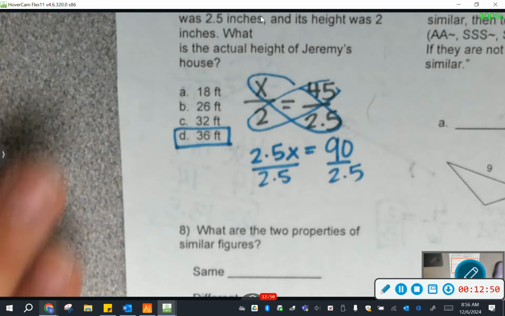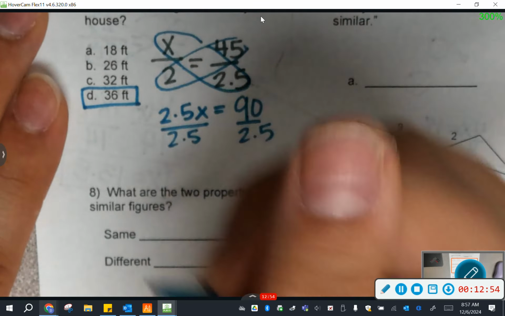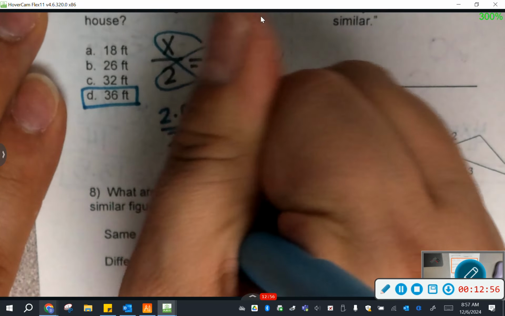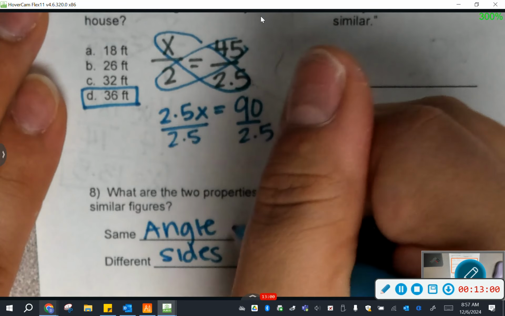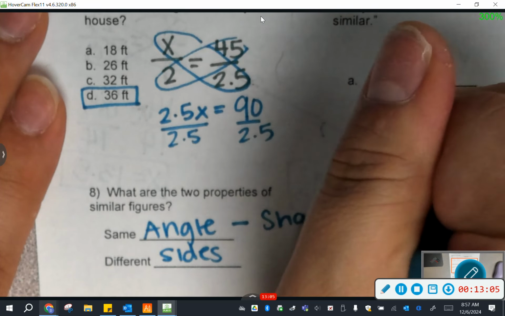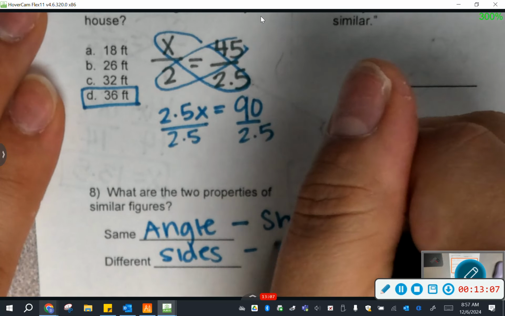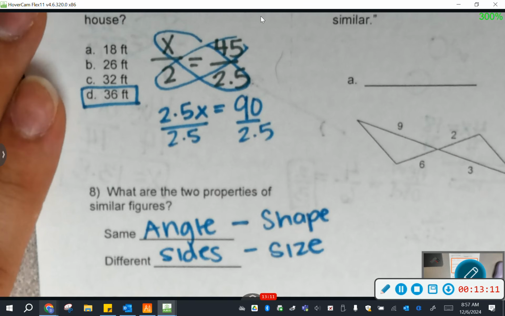For similar figures, they have the same angle, different sides. Or you could have written they are the same shape, different size. I would be fine if you wrote either one of these.